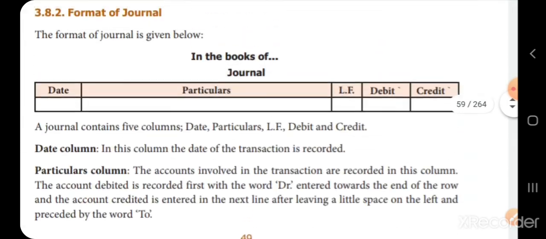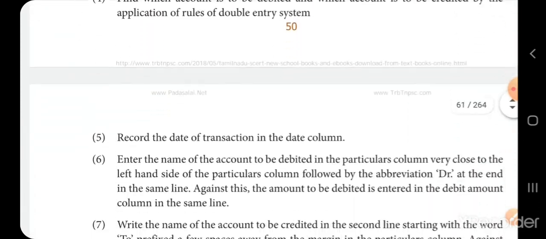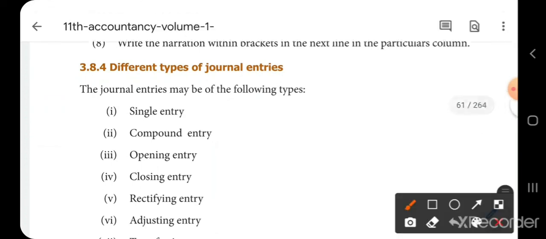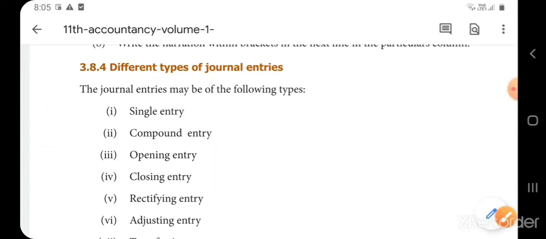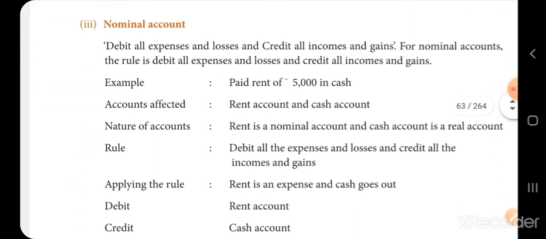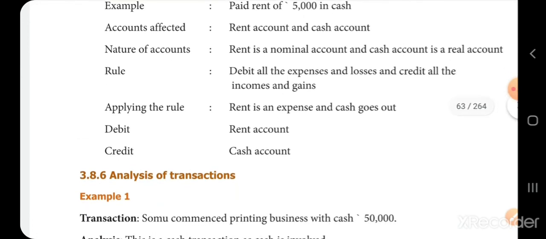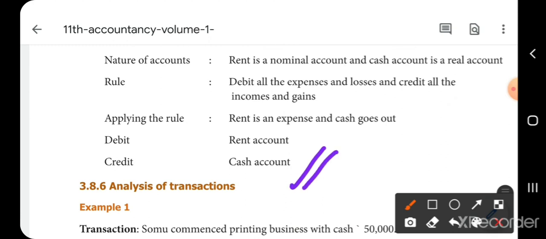You just leave out this part alone. Different types of journal entries I have not taken. This I will take later on. And till what I have taught today, till this page number 53, you have to go through once very thoroughly and write the golden rules of accounting 2 times or 3 times till you get them memorized in your rough note and once in your classwork note.